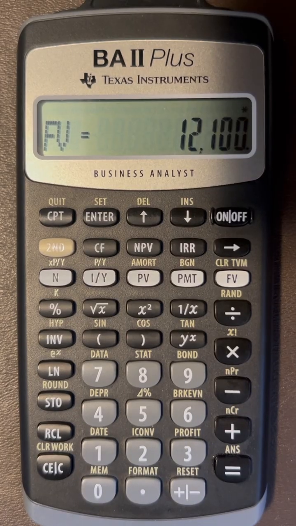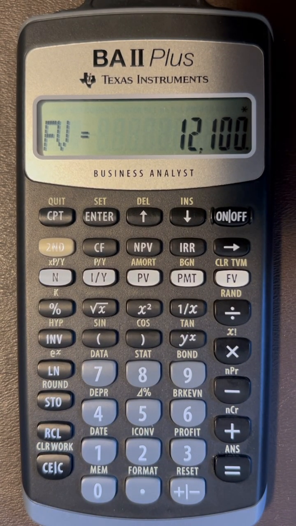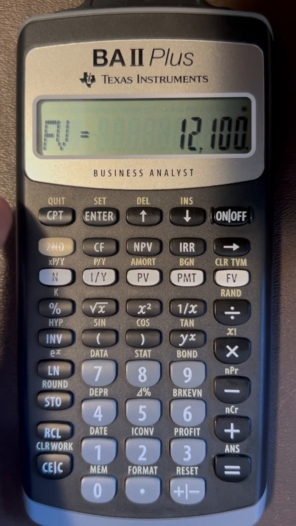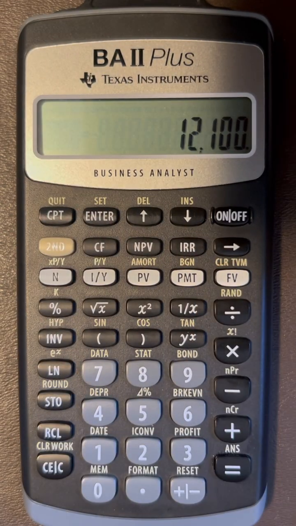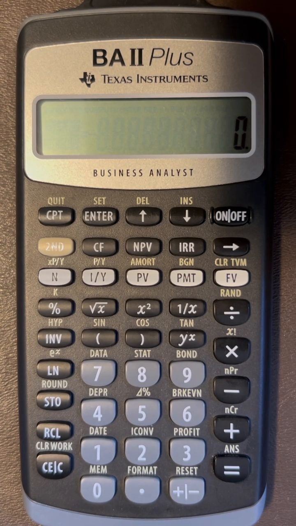Let's go to slide 34 in the same slide deck. And here we're going to solve for an interest rate. Okay, so I'm going to start by clearing my time value of money register. So I hit second FV to get the clear TVM. Okay, so now I'm starting from a blank page. We're going to invest $1,000 today, and in 10 years, you will receive $3,000. What's the annual rate of return or interest rate on this investment?